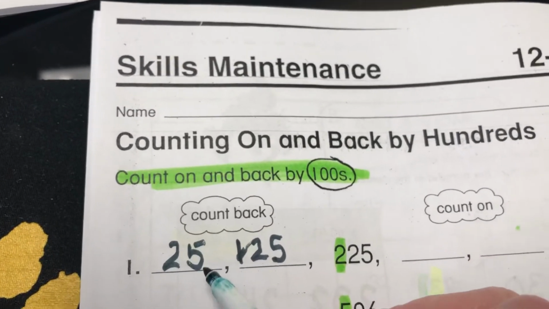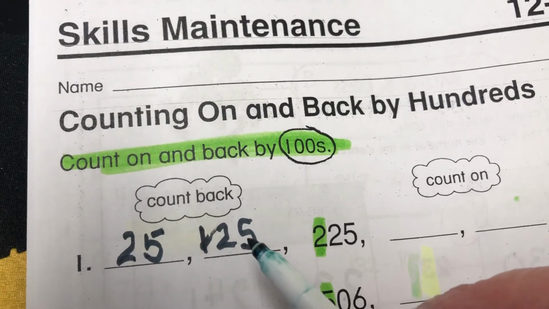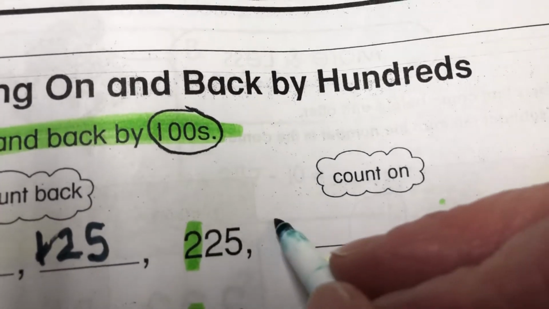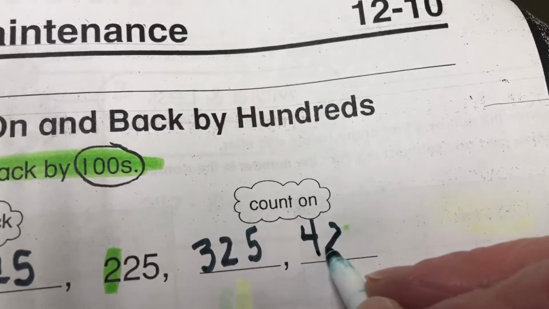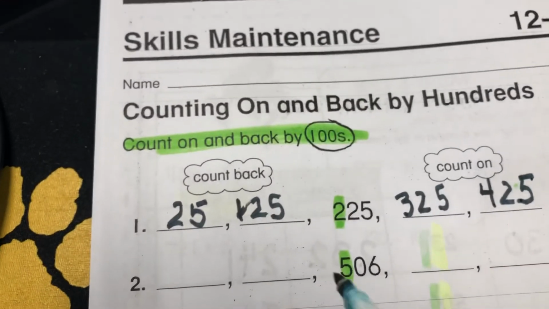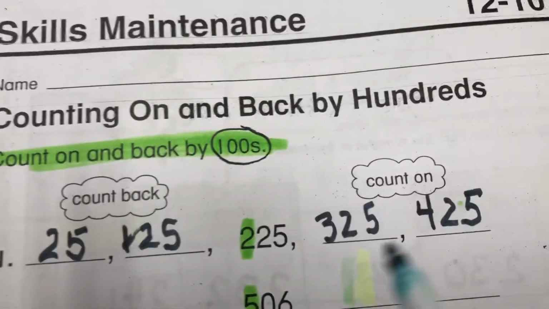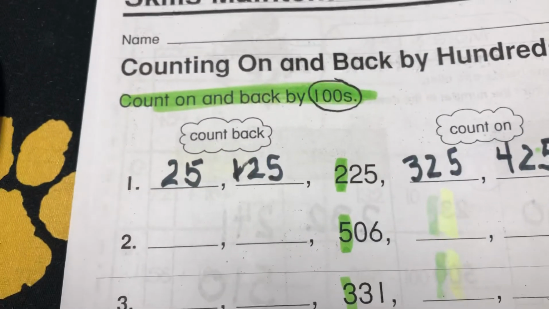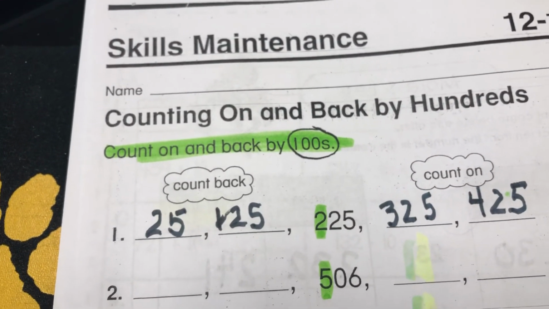Let's check. Is 25 plus 100 125? Yes. Is 125 plus 100? Yep, 225. Here we go. See the pattern? 325 and 425. It's all hundreds, boys and girls. So now let's check. 25, 125, 225, 325, 425. Only the hundreds change. So I've highlighted the hundreds. All right, that is the math portion of day 2, week 4.